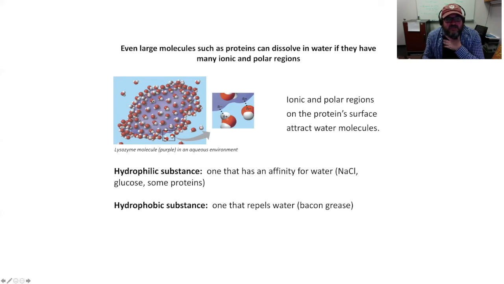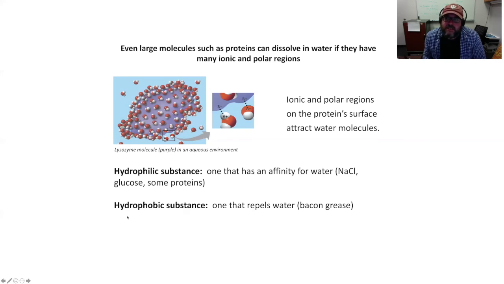The surface of this molecule has lots of polar covalent bonds on it, and so the water will surround it and suspend it in the water itself. Substances that can dissolve in water are known as hydrophilic. Hydrophilic substances have an affinity for water. These are molecules like sodium chloride and glucose, and proteins, not all proteins, but a lot of proteins. All of those things you can suspend in water.